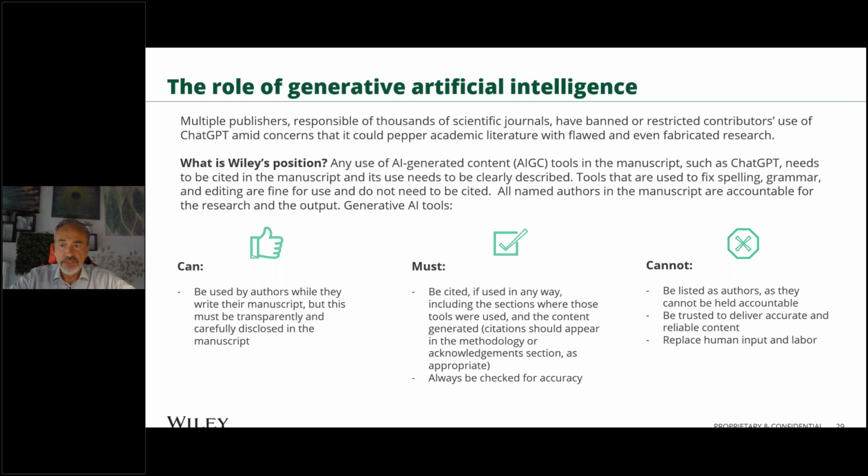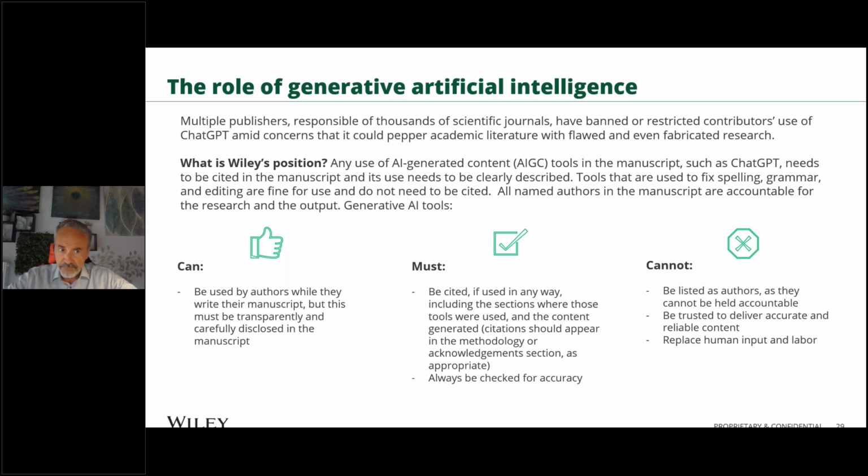But with regard to the use of ChatGPT, what is the position? Well, any use of any AI-generated content in the manuscript, such as ChatGPT, must be cited in the manuscript, and its use needs to be clearly described. This means also if you have just used ChatGPT to improve the text. So we're not only asking you to declare if you have used ChatGPT to create a chapter; you also must cite it if you used it just to improve the grammar, the spelling, and check the syntax or improve the language.